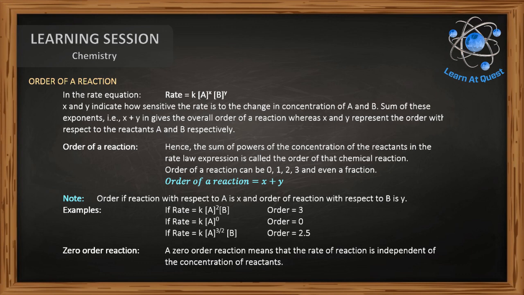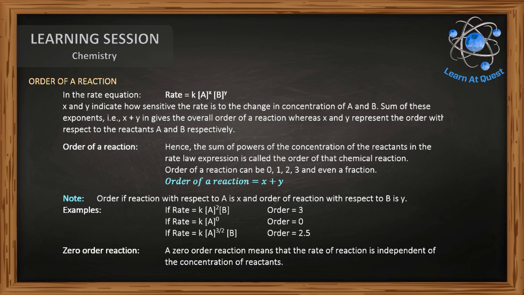We know that the rate law of mass action states that the rate of a chemical reaction at a given temperature is directly proportional to the product of the concentration of the reactants. So here the reactants are A and B. So hence we can say that using the rate law of mass action, the rate equation will be as follows. Rate equals k multiplied by [A] raised to x multiplied by [B] raised to y. Here k is the rate constant of the reaction.